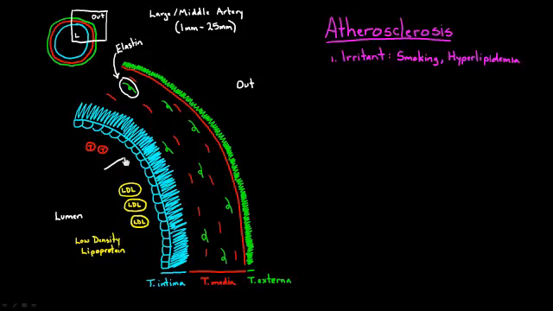Or maybe I'll use a white color here. It could be high blood pressure. High blood pressure pushing out on these vessels could be an irritant. So any of these things could be an irritant: hyperlipidemia, smoking, or hypertension, or high blood pressure.